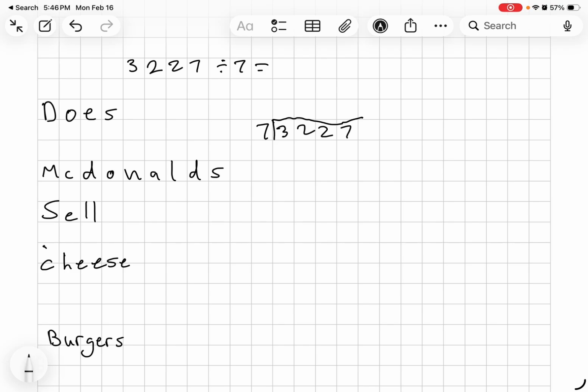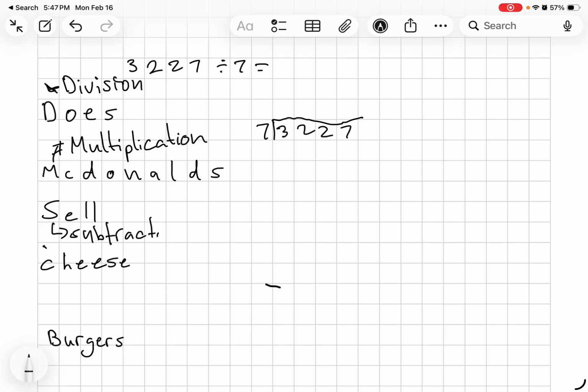So we have all these. Now what does the M mean and the D? So the D means division. The M means multiplication. The S means subtraction. The C means check. The B means bring down.